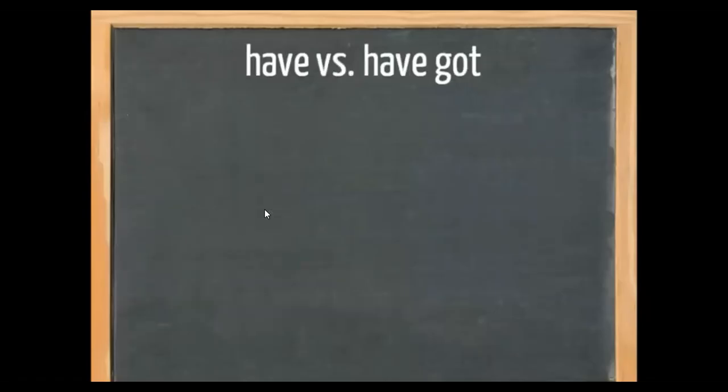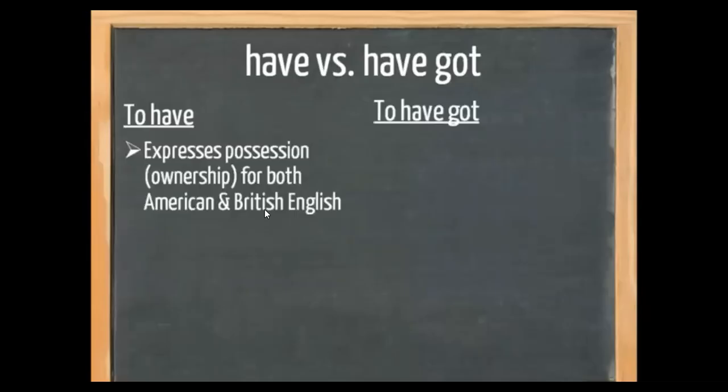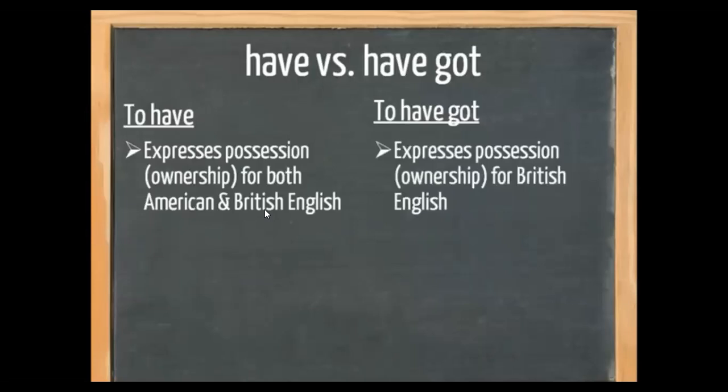Now let's look at the difference between have and have got. To have and to have got. To have is used when you want to express possession or ownership, and it can be used for both American and British English. To have got also expresses possession and ownership, but it's usually used in British English.